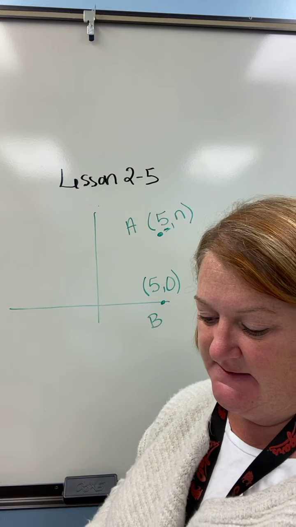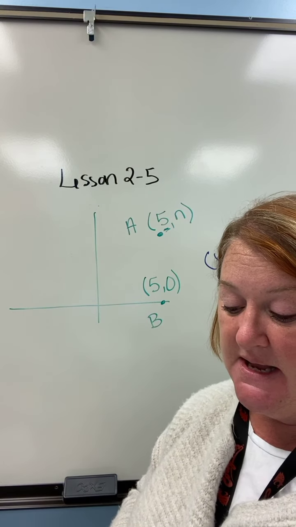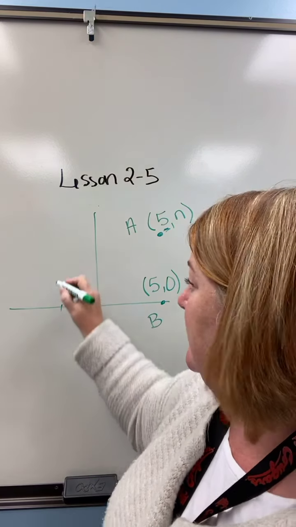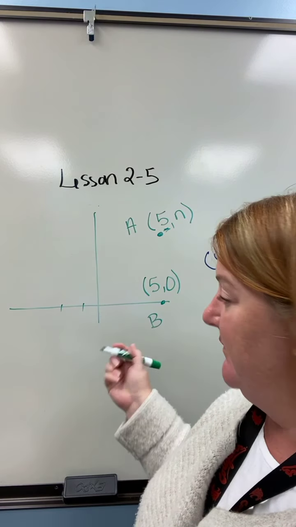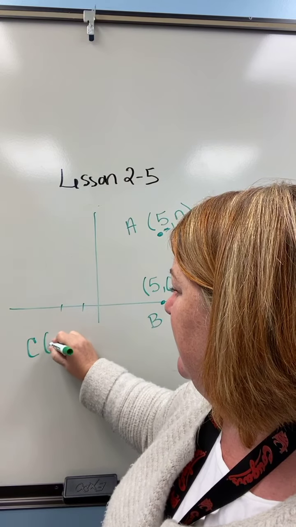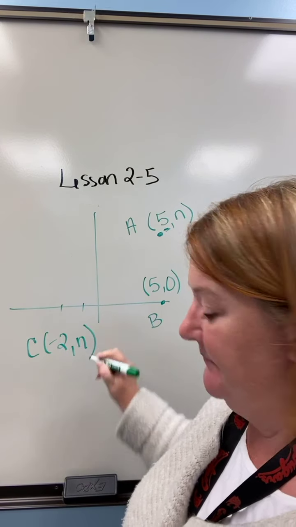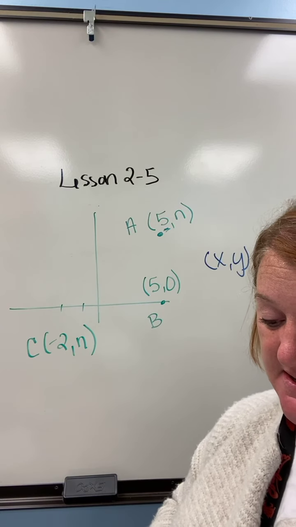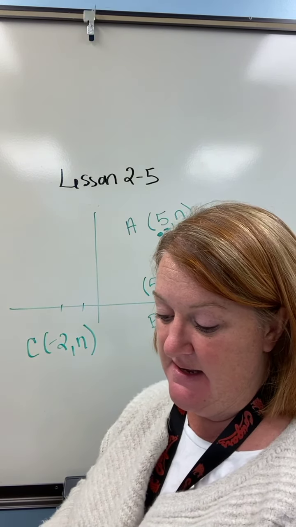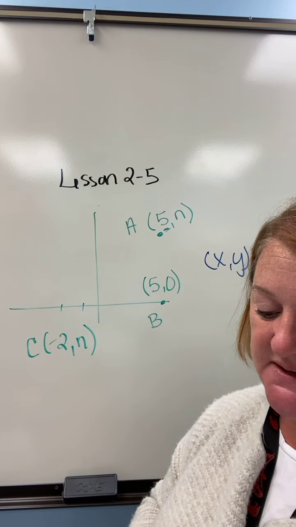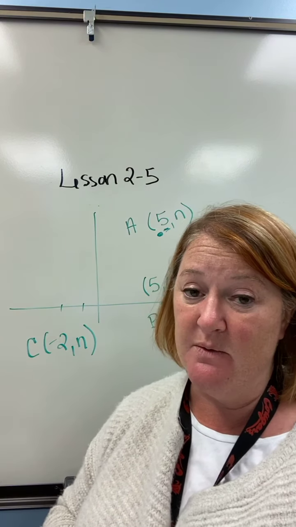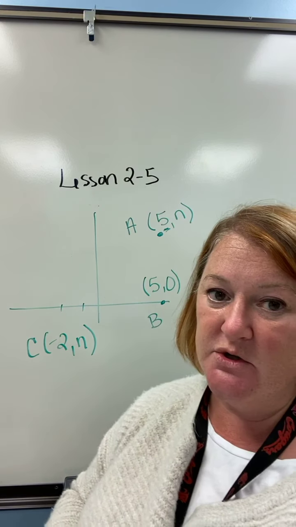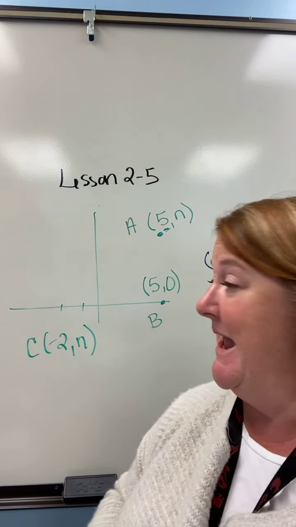Point C is graphed at (-2, n). And C is not there. We don't know where C is. So C is (-2, n). The distance from point A to point C is equal to the distance from point A to point B. So we're going to use that to find the value of n.